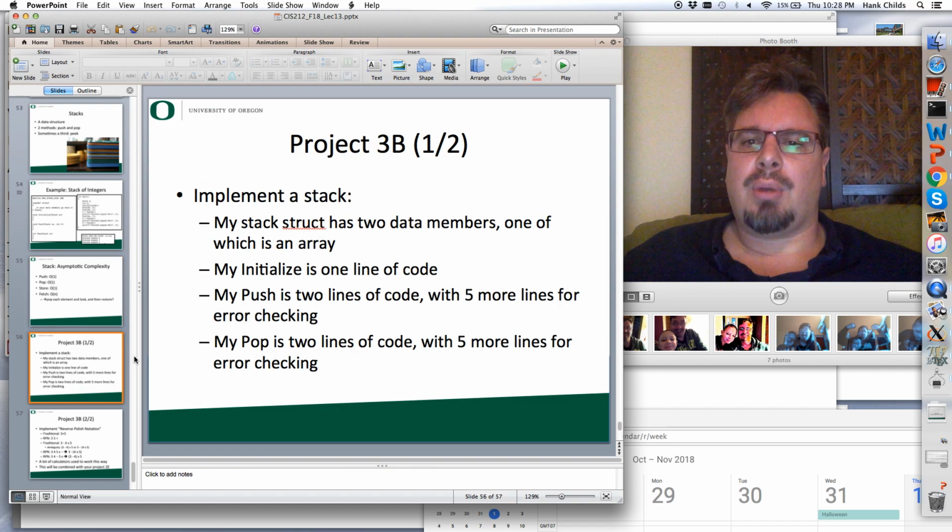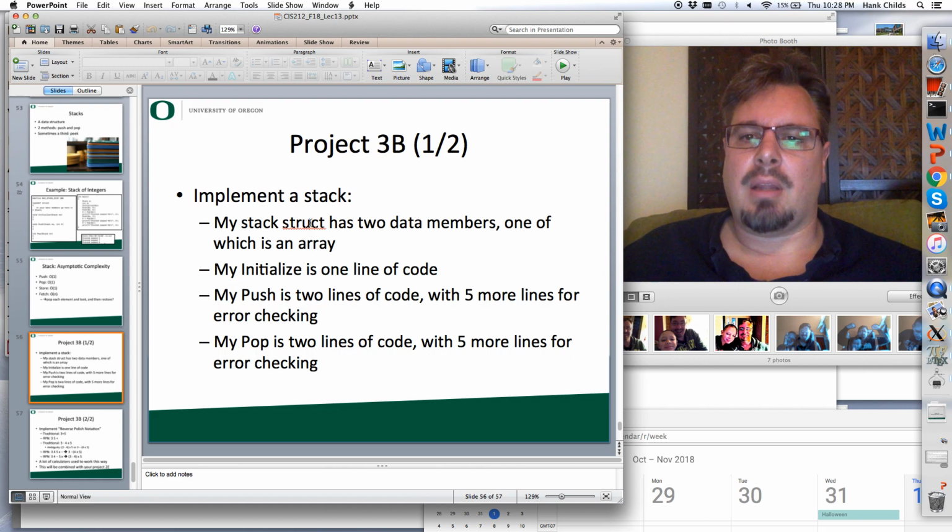Good. So project 3B, you're going to implement a stack. Here's the stuff where I talk about lines of code. My stack struct has two data members, one of which is an array, another one is a counter. My initialize is 1 line of code. My push is 2 lines of code. I have 5 more lines for error checking. My pop is 2 lines of code. I have 5 more lines for error checking. So that part, not too bad. The other part is going to take a little thinking.